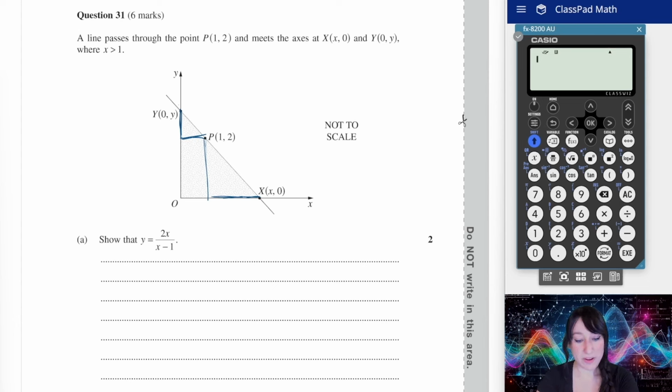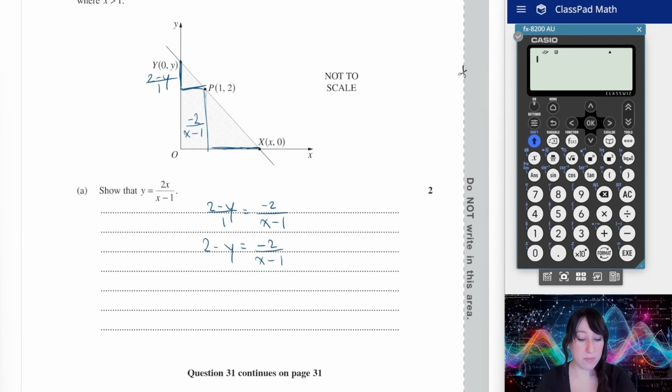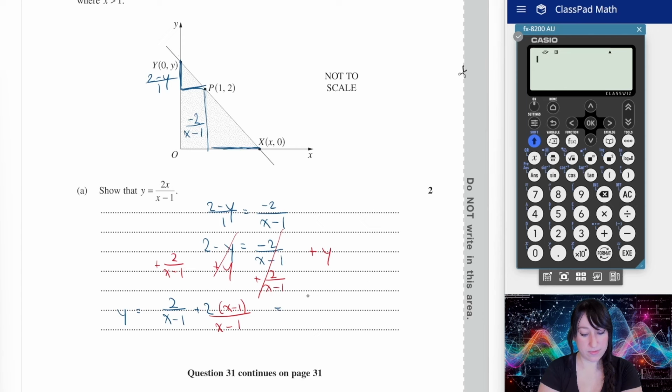Let's see. So for the first part, the rise is going down by 2 minus y. And it's going across by 1. For this second part, it's going down by 2 and across by x minus 1. We can set these two gradients equal to each other and see what happens. So I'll swap y to the other side and add this fraction onto the other side. Okay, let's get this to be all one fraction. And that's what we needed.